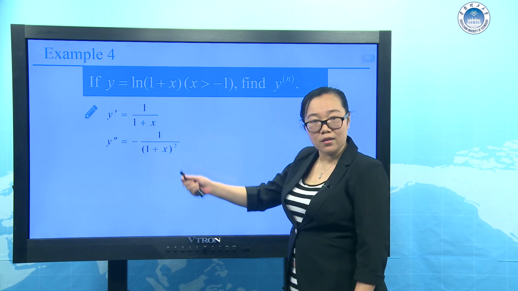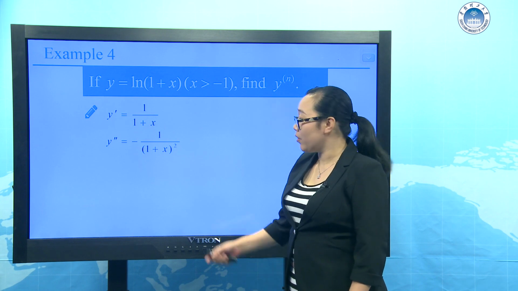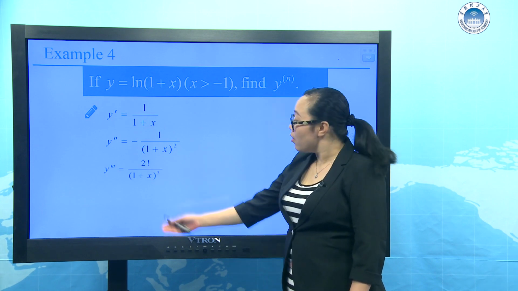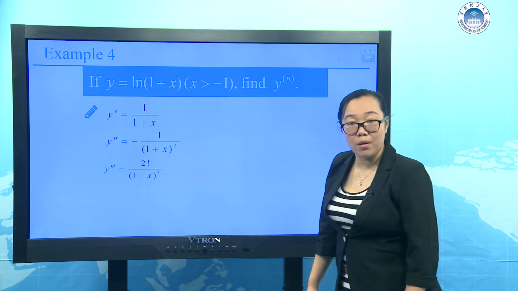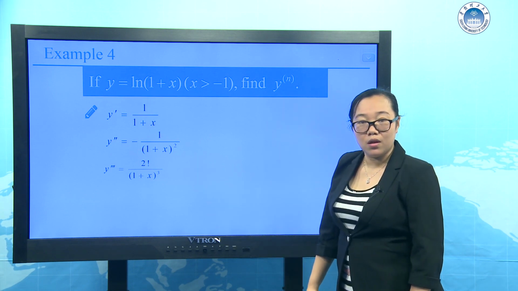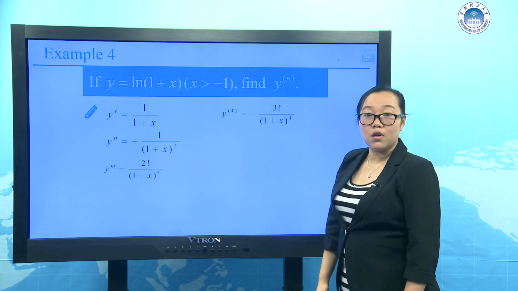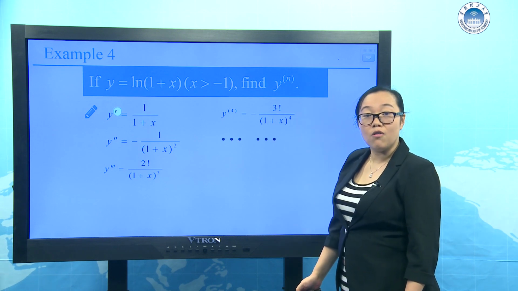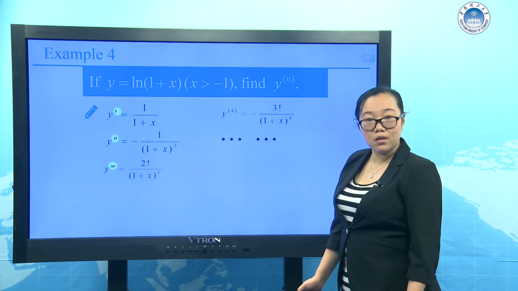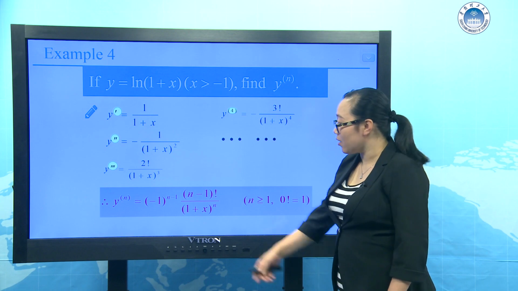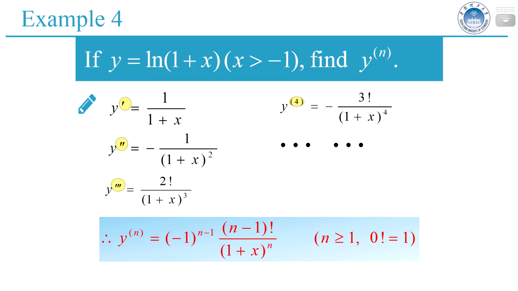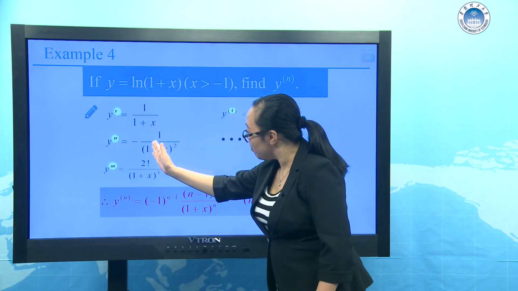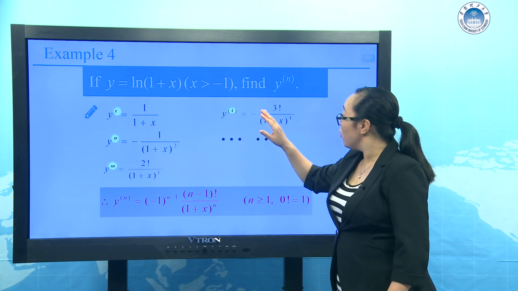From this, we can get the derivative again. With a small calculation, we can get this result. And then for the y third derivative, we can get this result. And then the fourth, the corresponding derivative, until first, second, third, fourth. Together, we can get the y nth derivative. Together, we can conclude, according to some regularity, the corresponding constant. First prime positive, second minus, third positive, fourth minus.